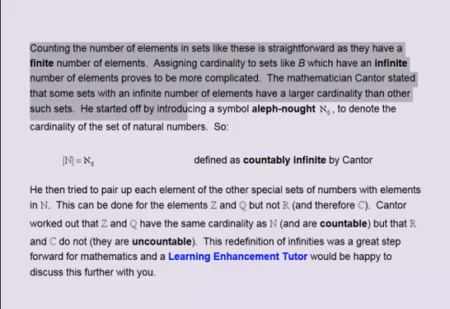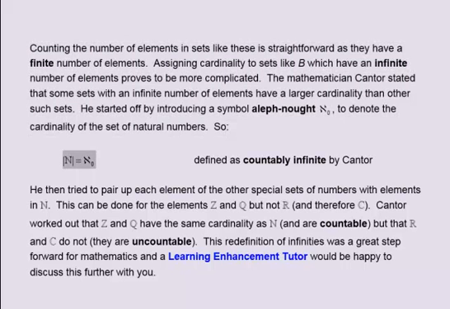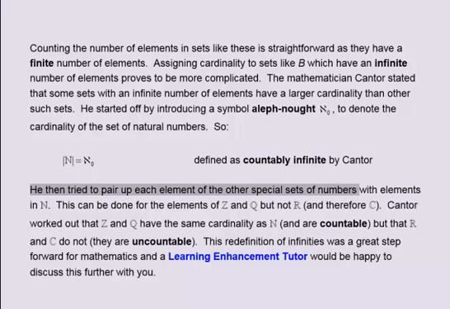He started off by introducing a symbol, aleph-null, to denote the cardinality of the set of natural numbers. So, the cardinality of the set of natural numbers equals aleph-null. And this was defined as countably infinite by Cantor. He then tried to pair up each element of the other special sets of numbers with the elements in the set of natural numbers. This can be done for the elements of the set of integers and the set of fractions, but not the set of real numbers, and therefore the set of complex numbers.